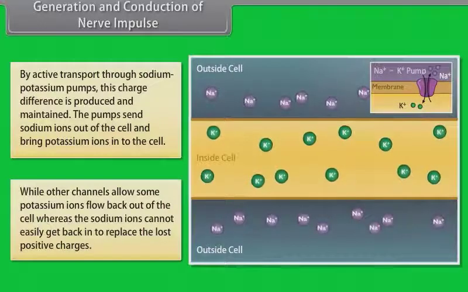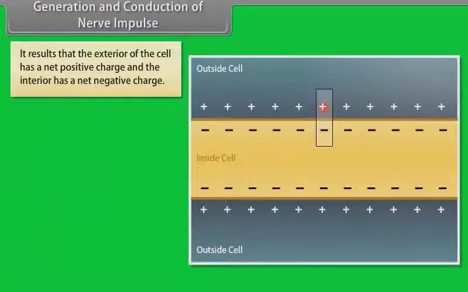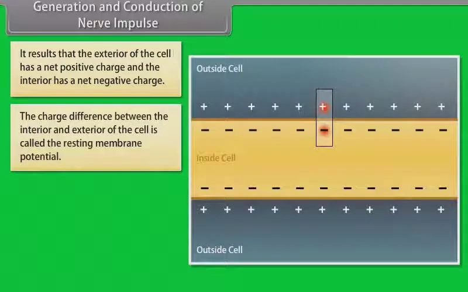some potassium ions flow back out of the cell, whereas the sodium ions cannot easily get back in to replace the lost positive charges. It results that the exterior of the cell has a net positive charge and the interior has a net negative charge. The charge difference between the interior and exterior of the cell is called the resting membrane potential.